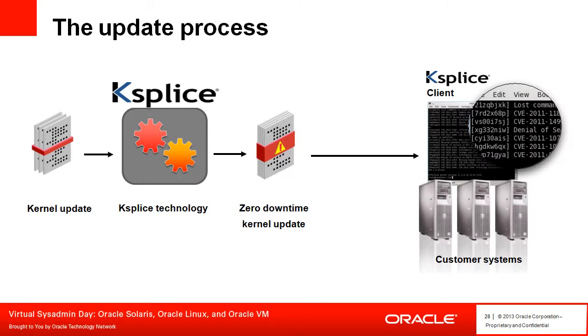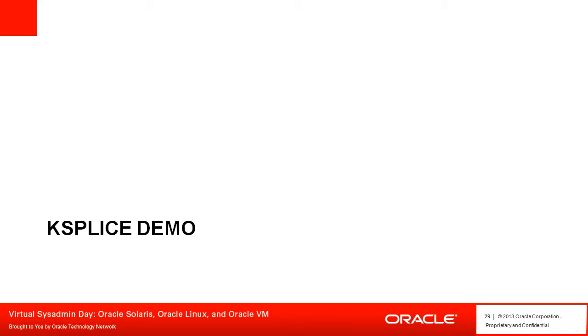Ksplice operates by splitting up patches by functionality or scope, like a fix for a specific security vulnerability that is tracked by a CVE number. By using the source code and the resulting binaries as the input files, the Ksplice technology creates the zero downtime patch, which is then downloaded and applied on the client system. The patch process can be automated and scripted, or run in an interactive mode. We'll take a look at how Ksplice can be installed and how it works in the following short demo.